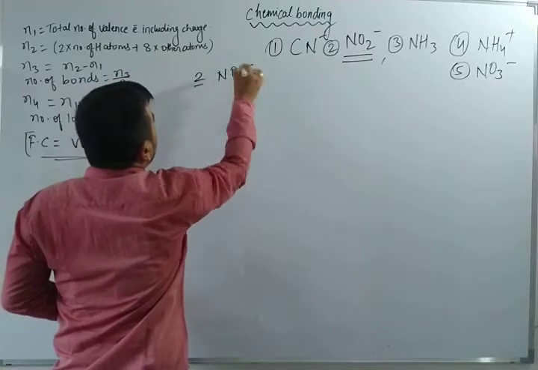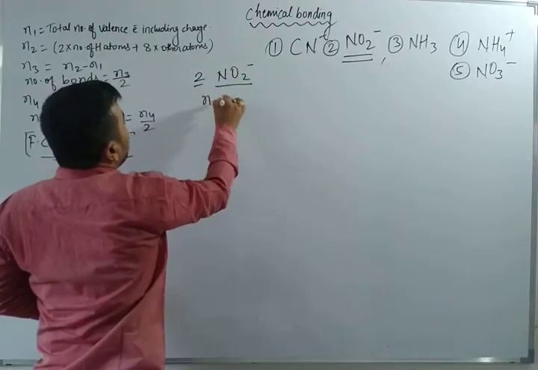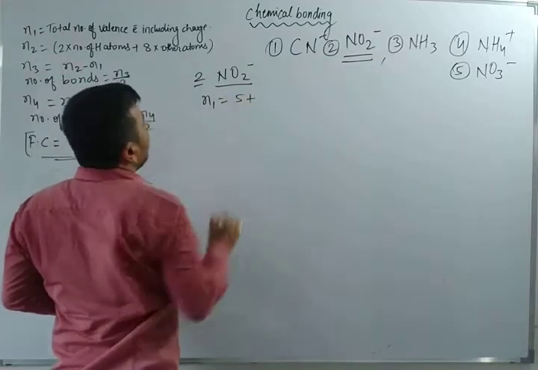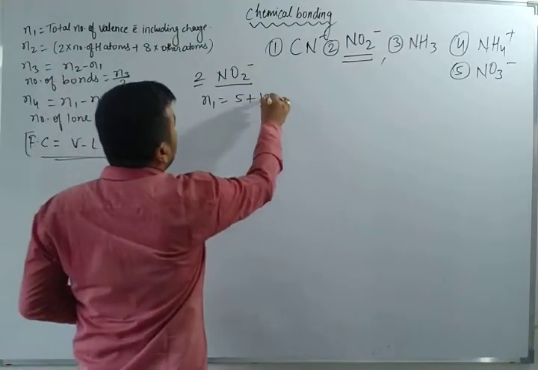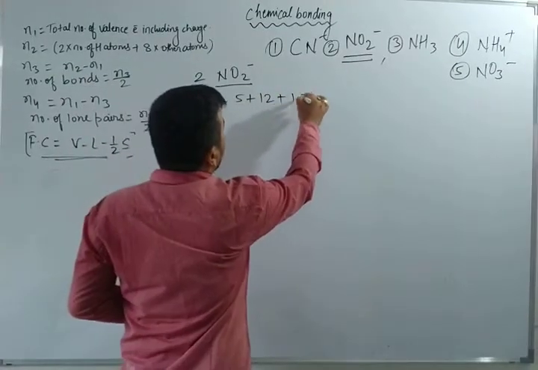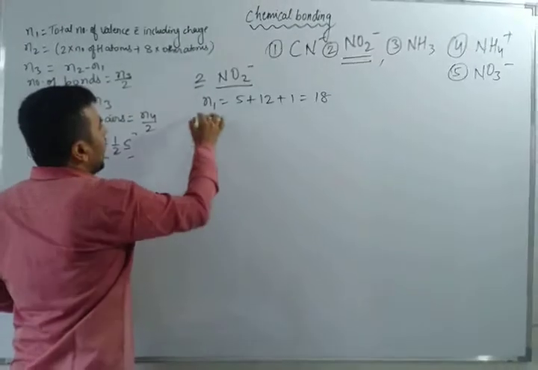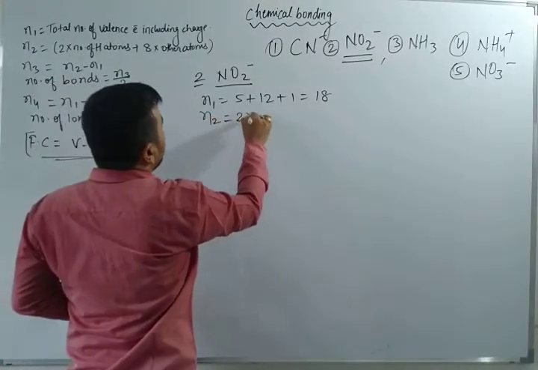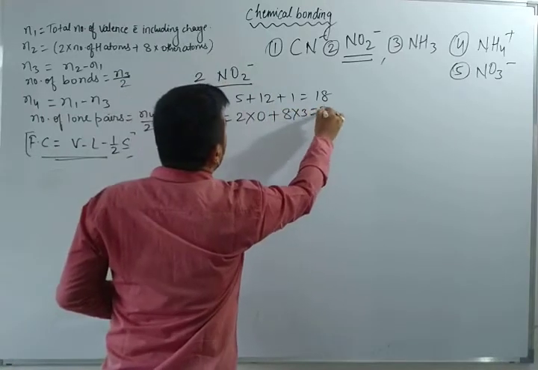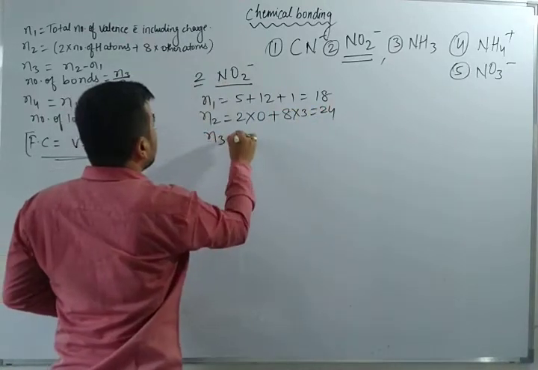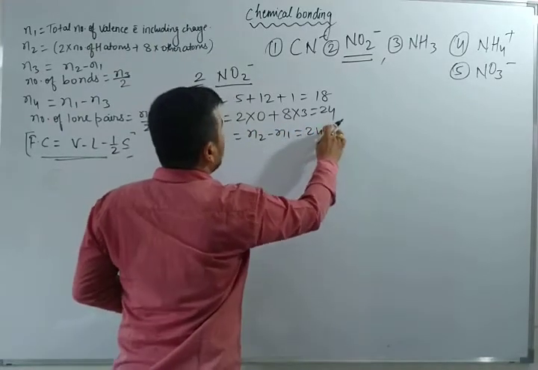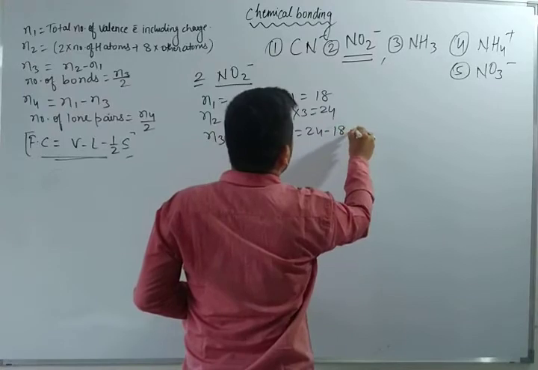NO2 minus. So tell me what will be the value of N1? Total number of valence electrons: nitrogen 5, oxygen 6 times 2 is 12, plus 1 because of the minus 1 charge. So 5 plus 12 is 17, plus 1, 18. N2 value: number of hydrogen atoms 0, other atoms 2 plus 1, 3, so 8 times 3 is 24. N3 value: N2 minus N1, 24 minus 18, is equal to 6.